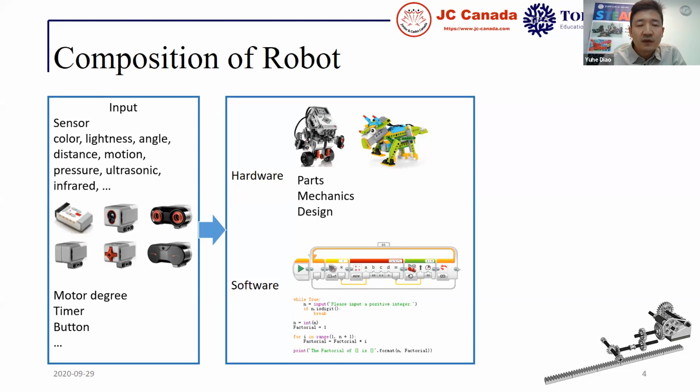So we use sensors to collect the information, and then we pass this information to the machine, to the brain, okay? And also we can measure motor degrees, we can have timers, and we can measure the button we press. They are all called input. Input means some information we collect, and then we use the information to do something.